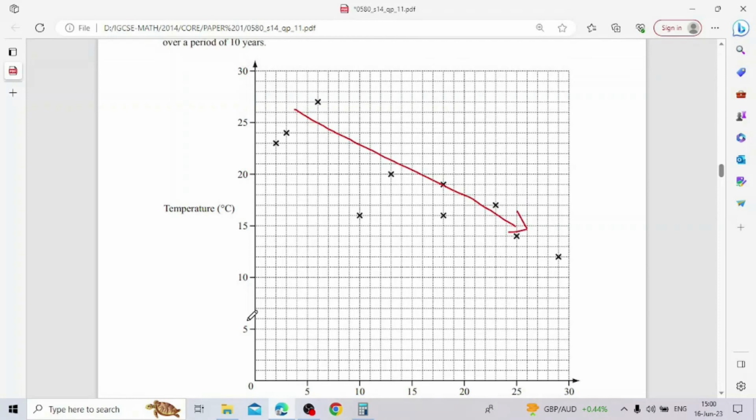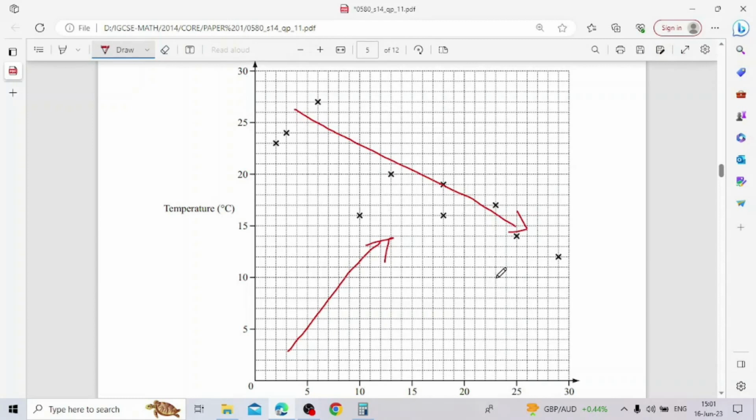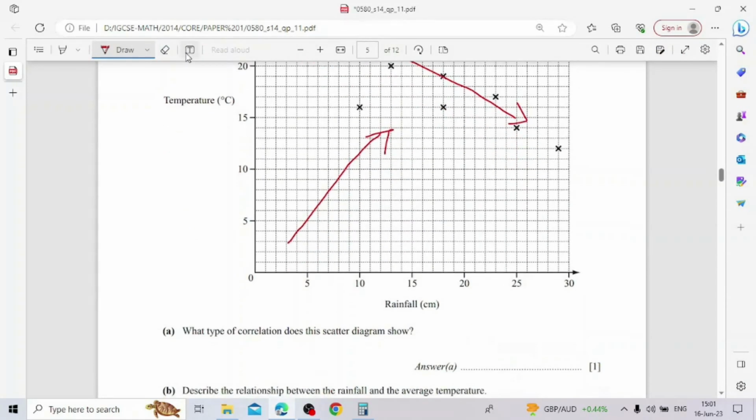If the temperature and rainfall are increasing simultaneously, the linear plot goes in this direction, but it's going in the opposite direction. You see, more values are here in the opposite direction. Okay, now let's see what's going on with the question.